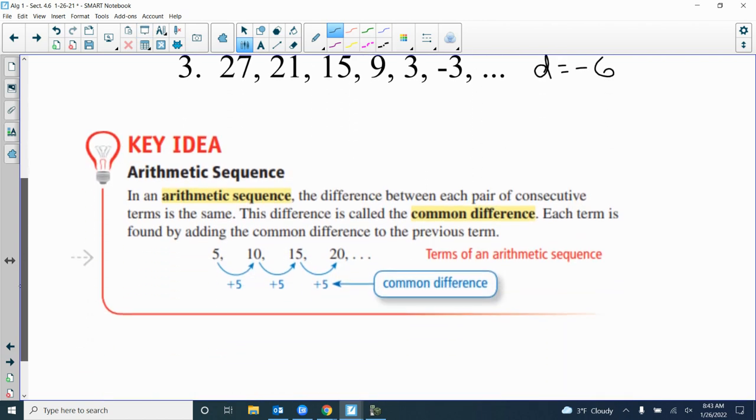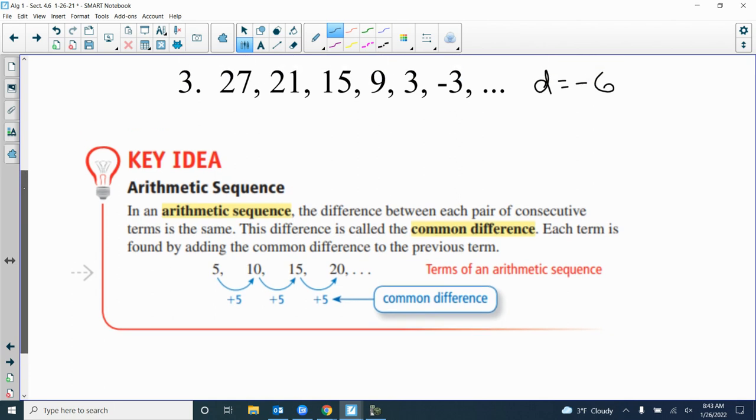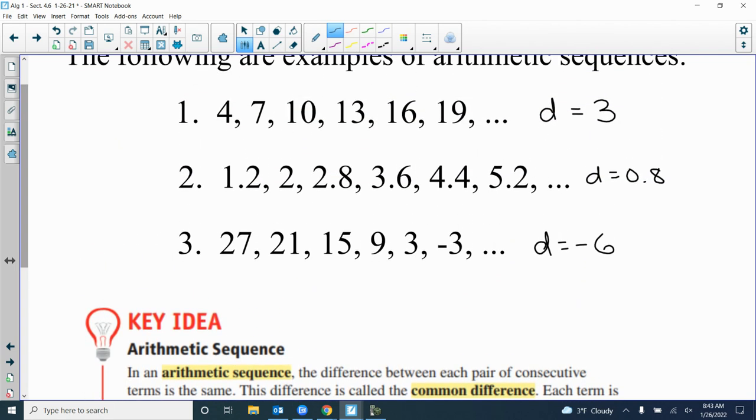Now here's your key idea. We call that your common difference. In an arithmetic sequence, the difference between each pair of consecutive numbers is the same. This difference is the common difference. Okay, here's how you find it, if you can't tell by looking at them and it's not popping in your head.